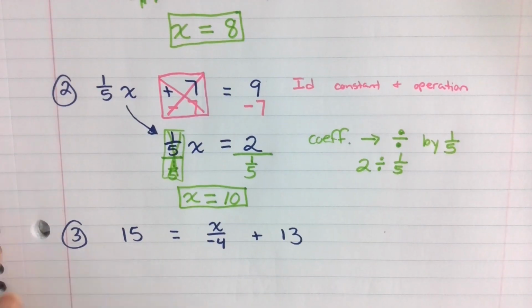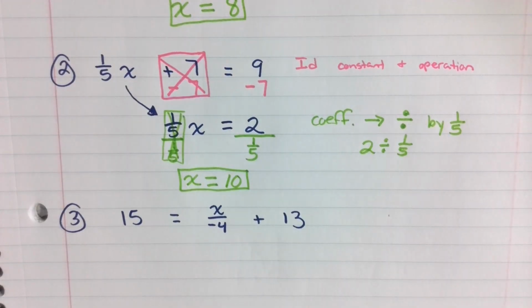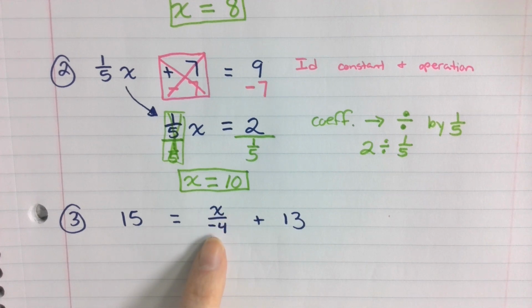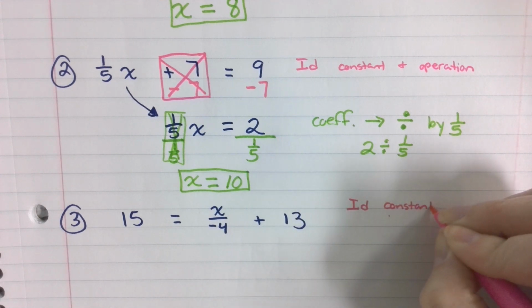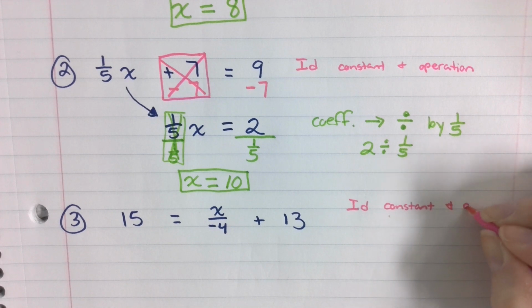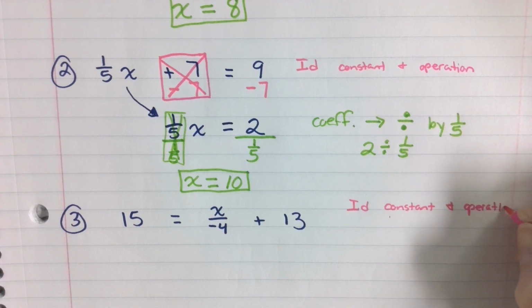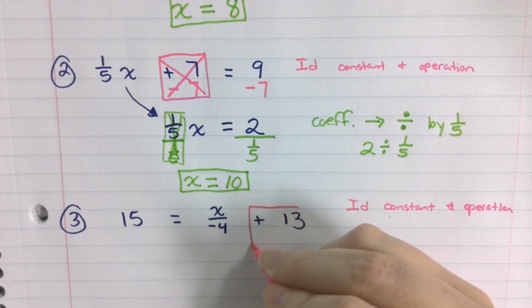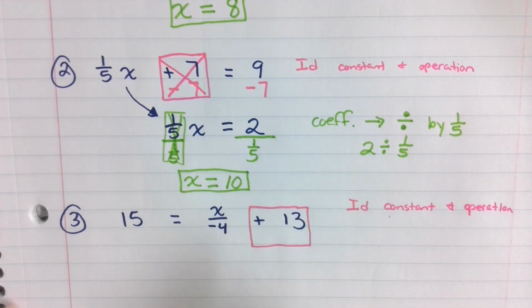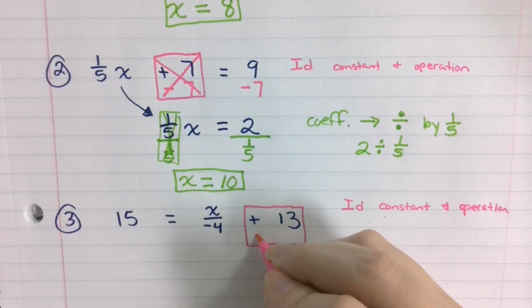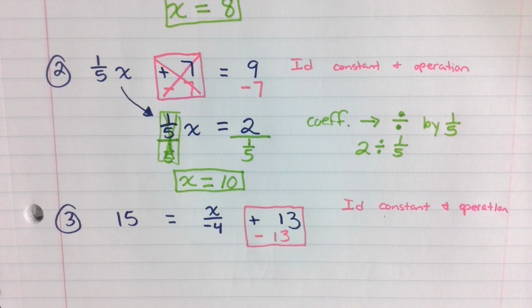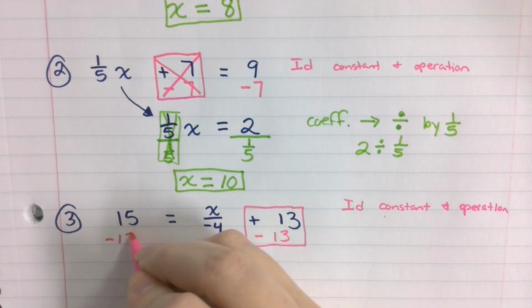All right, let's take a look at the last one. So if 15 is equal to x over -4 plus 13, what is my constant? What number up here is my constant, guys? 13. And it's a plus 13. It has a plus sign written in front of it. The operation in front is the plus sign. So what's the inverse? Subtraction. Minus 13. So we're going to subtract 13 from both sides.